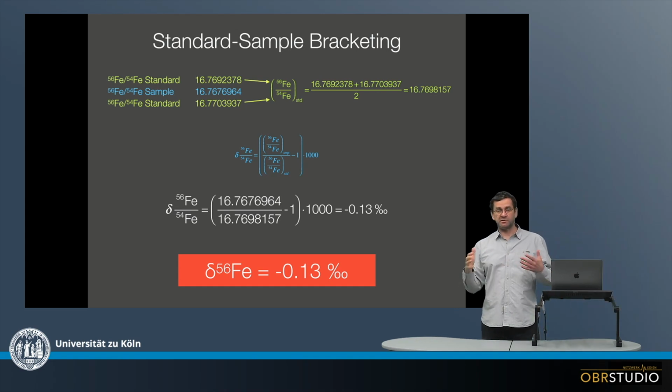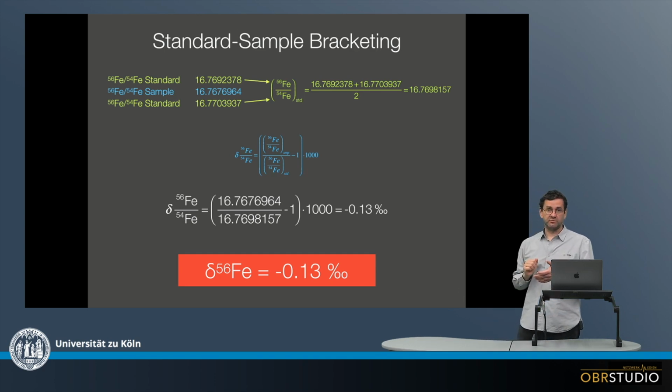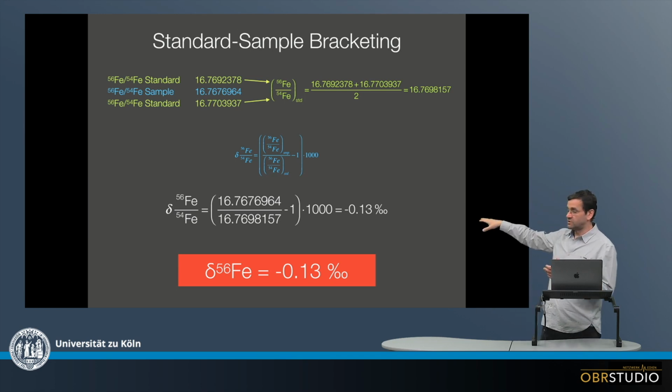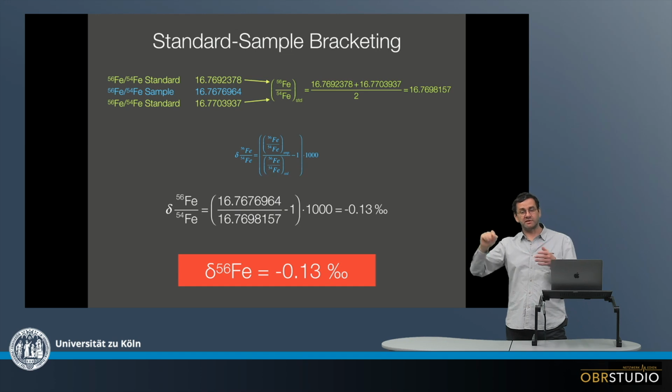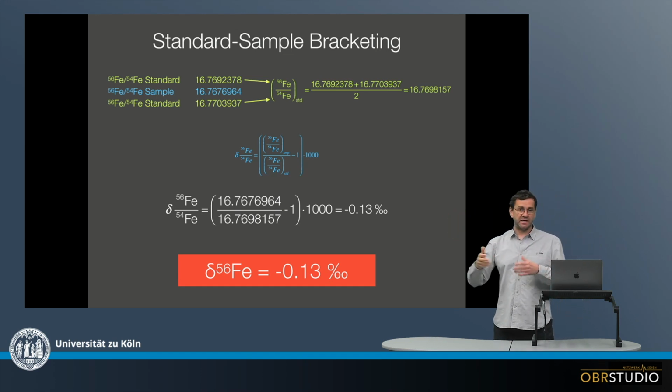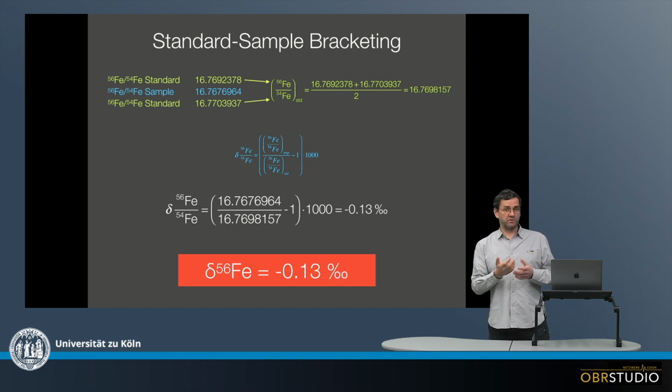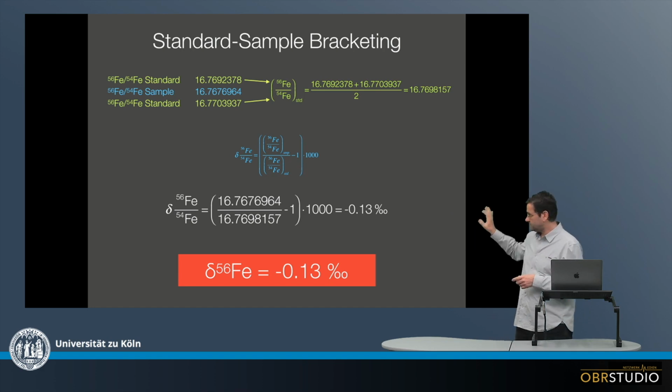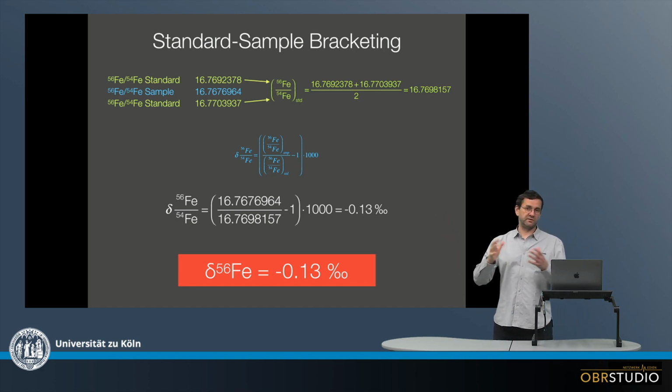And this is how sample standard bracketing works, and this is how we calculate the delta value from the sample standard bracketing. I could also, for the delta value, write delta 56/54, and I could also write down the standard I used. The standard solution for iron, for example, is the IRMM014 standard, and I could add this here as well, and then I would have the complete result. And this is how standard sample bracketing works.